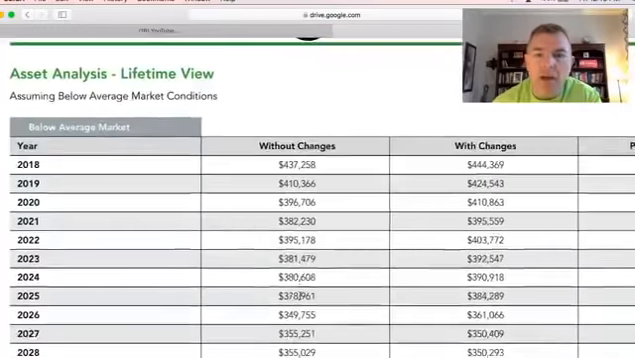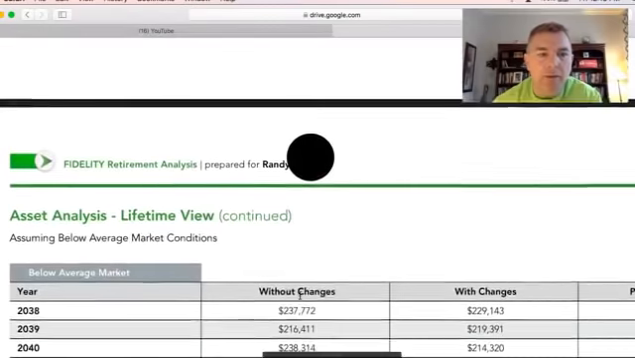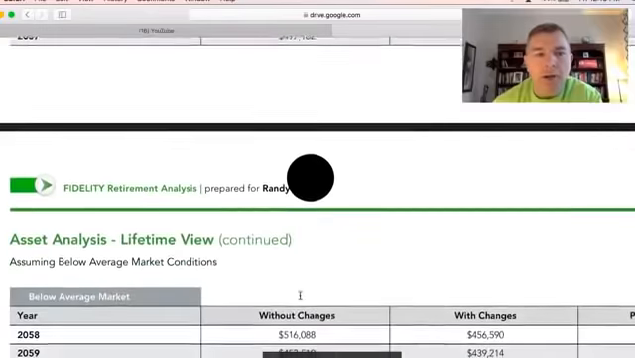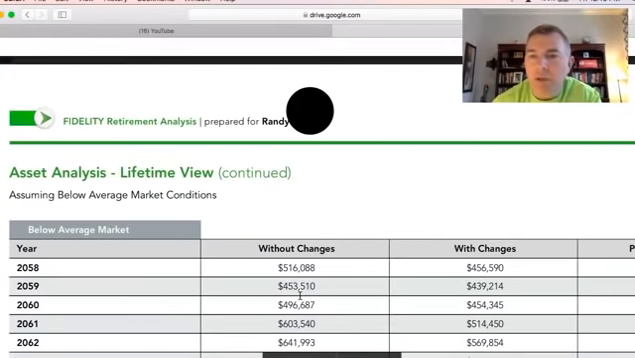Now, he did say, Randy, give me a link. He said you could try it. I don't know if it's free or not, but something to try. Fidelity Retirement Planning Analysis looks pretty good to me. Certainly play around with it. And my man Randy spoke very highly of it. So give it a shot at fidelity.com.